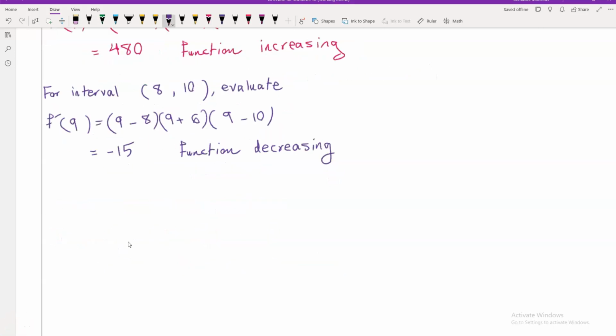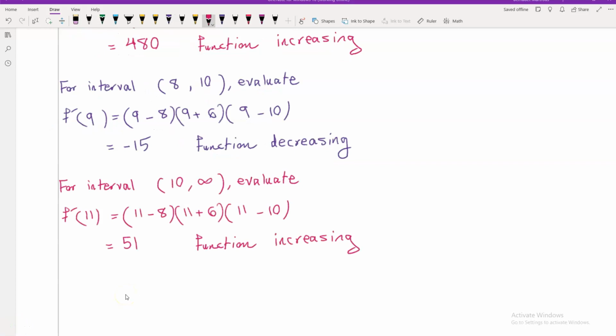For interval (8, 10), evaluate f prime of 9. 9 is between 8 and 10. So f prime of 9 is equal to (9 - 8)(9 + 6)(9 - 10), and that is equal to -15. Because of having a negative number, the function is decreasing on the open interval (8, 10).